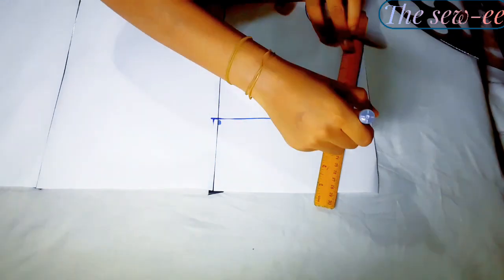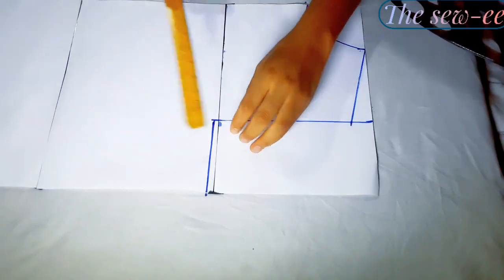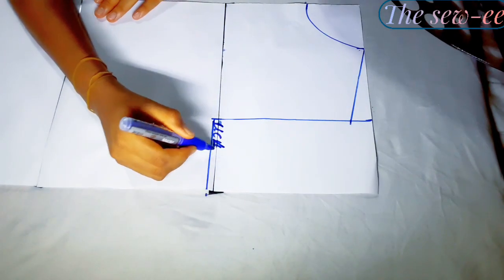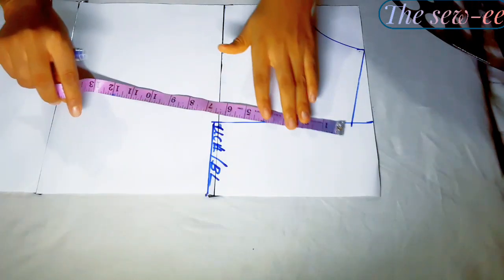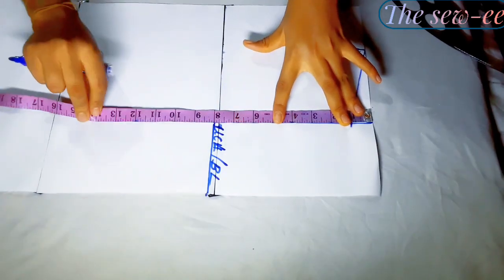So we're starting off with the basic bodice, and I'll go ahead to just extend this line and label it upper chest line, or bust line. When that is done, I'll go ahead to add back my other measurements. Remember, we're starting from the basic bodice.